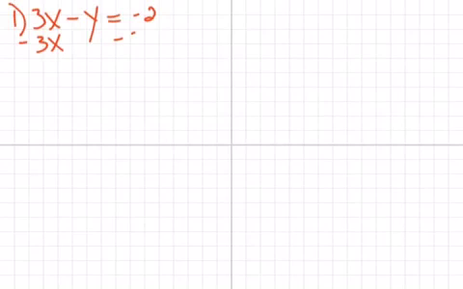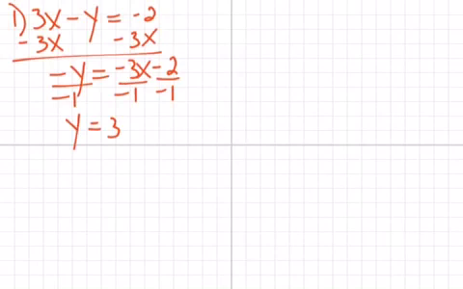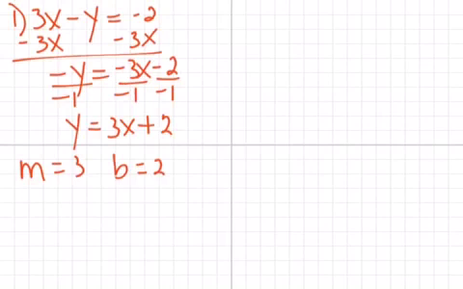Number 1 has 3x minus y equals negative 2. So we need to subtract 3x from both sides. So we have negative y equals negative 3x minus 2. Then divide everything by negative 1. So y equals 3x plus 2. So the slope is 3 and the y-intercept is 2. You always graph the intercept first.